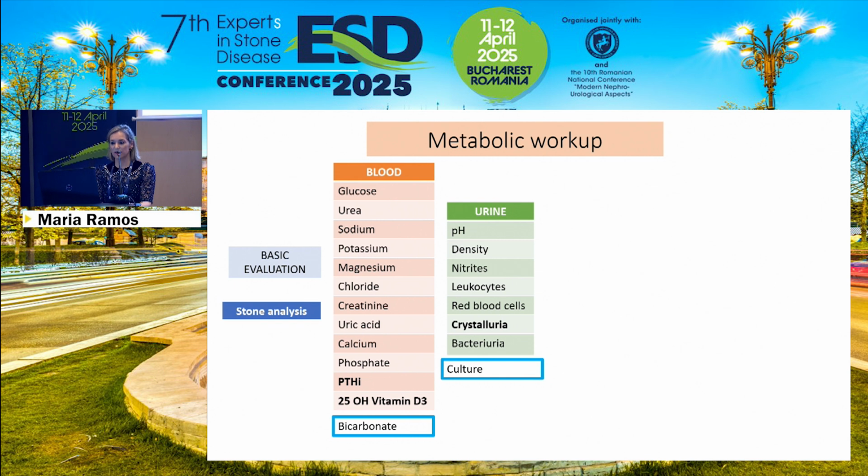In our hospital, for the basic evaluation, we do these parameters in blood and in urine. In blood, we evaluate glucose, urea, sodium, potassium, magnesium, chloride, creatinine to check renal function, uric acid, calcium, phosphate. And in the basic evaluation we do PTH, 25 vitamin D, and bicarbonate. In our population there is a high prevalence of 25 vitamin D deficit, and we have a lot of high PTH.